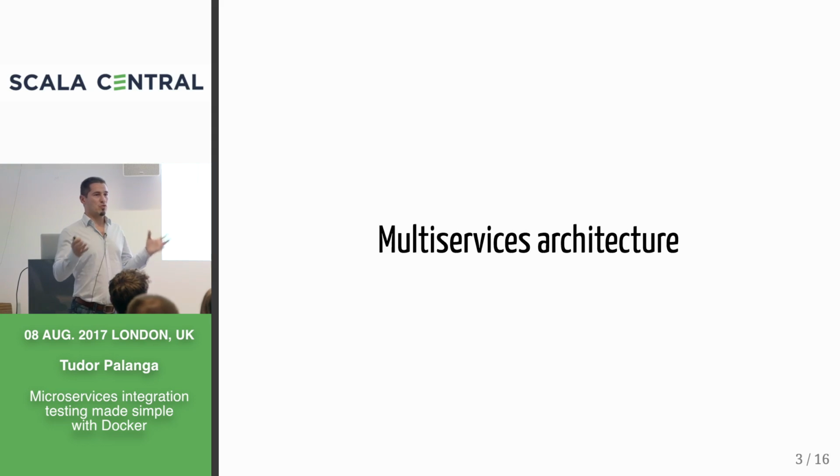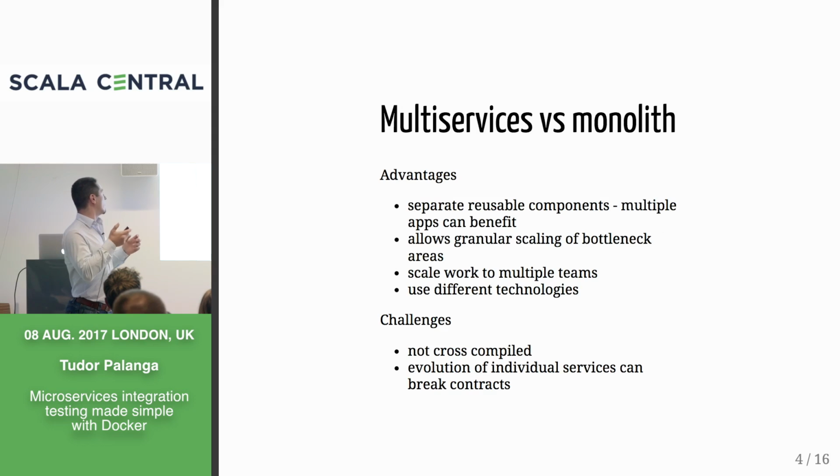So what is microservices architecture? Basically, instead of building a huge monolith like Twitter started, for example, you start separating your application into smaller pieces that can be detached from one another. The advantage of microservices over a monolith architecture is that you can separate into reusable components. Suppose that you have some module that multiple apps can benefit from. You can put that in a microservice, and then have different applications call that service.